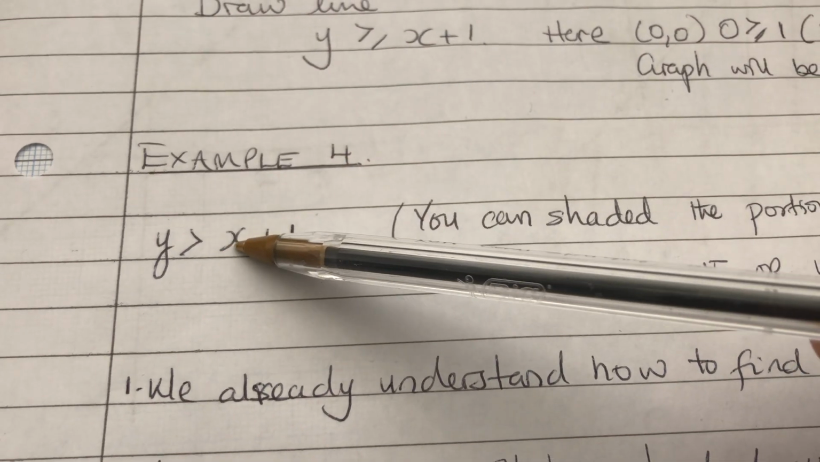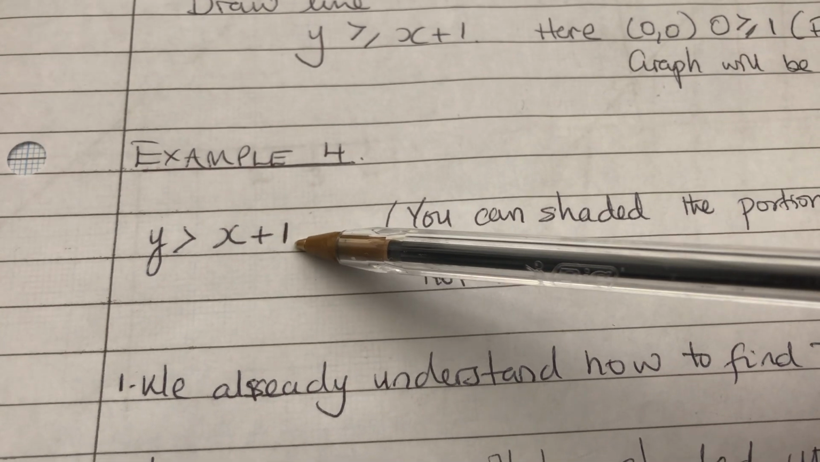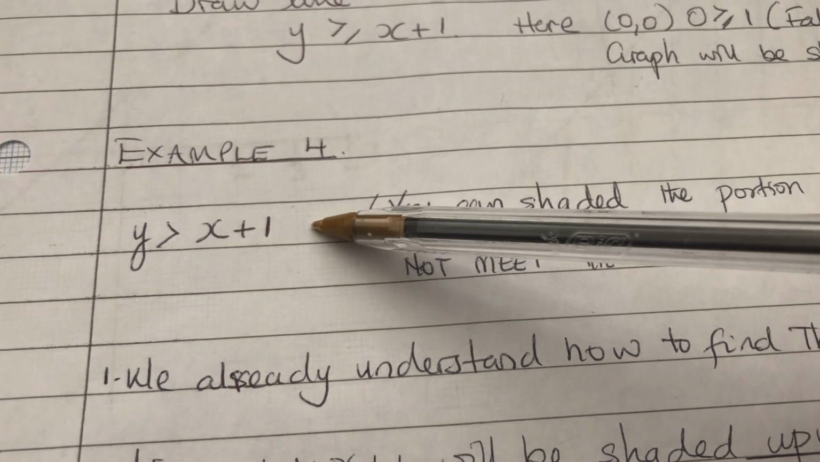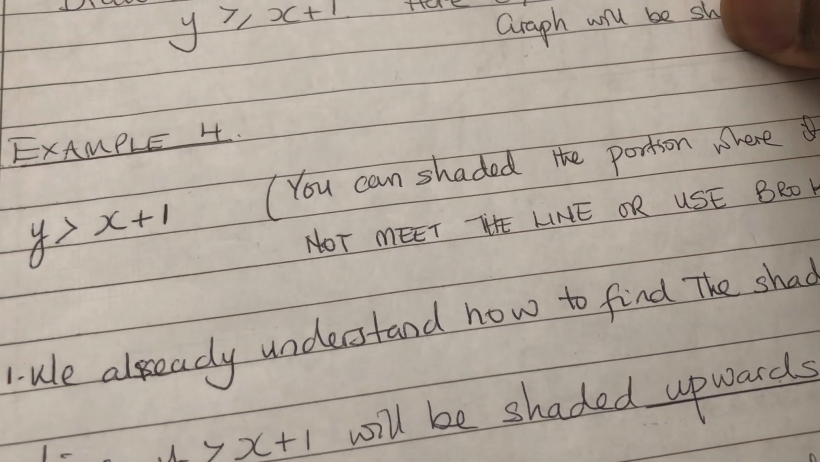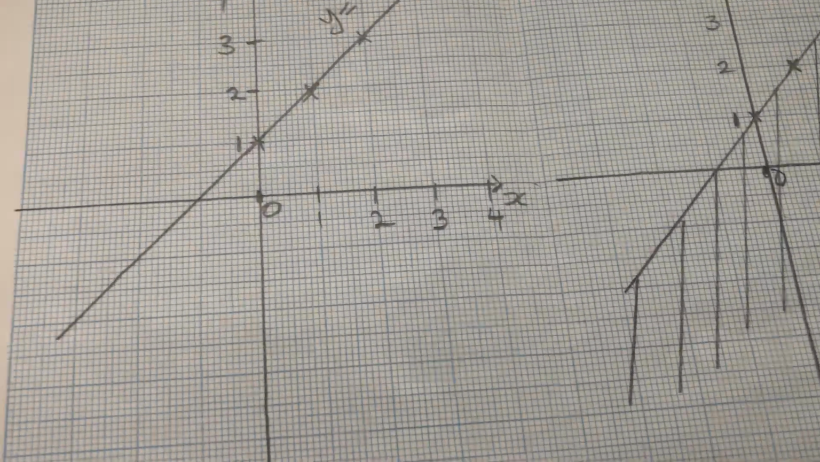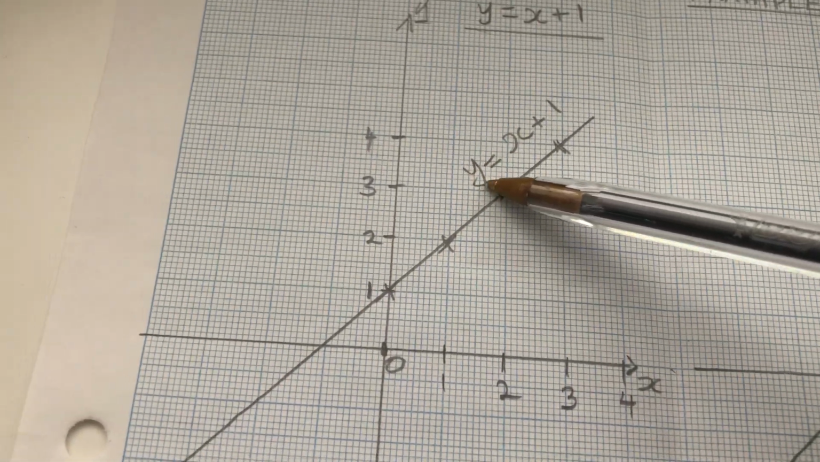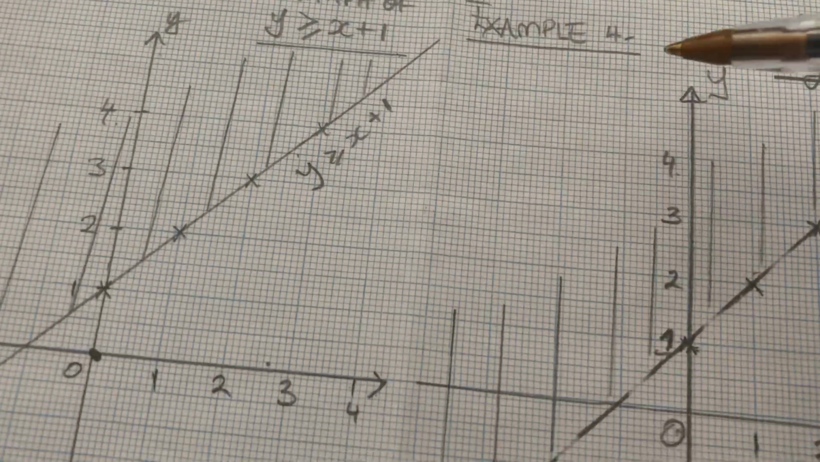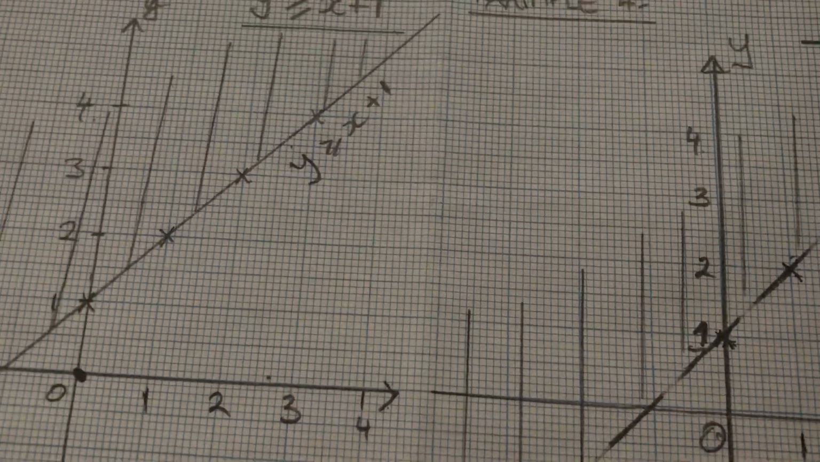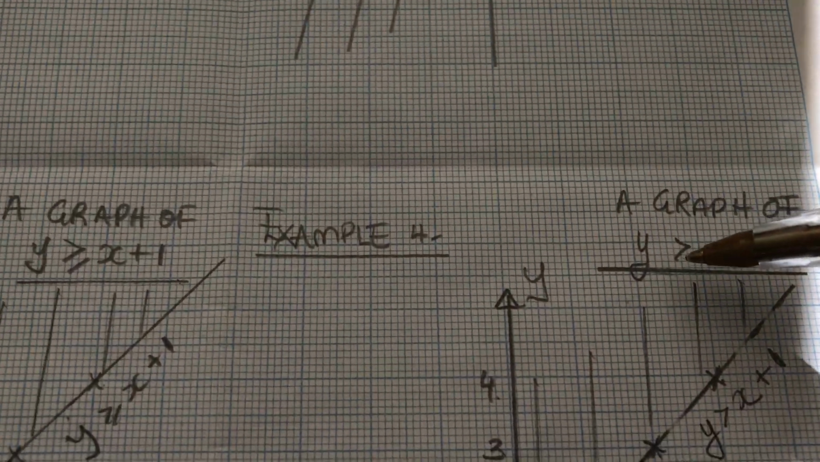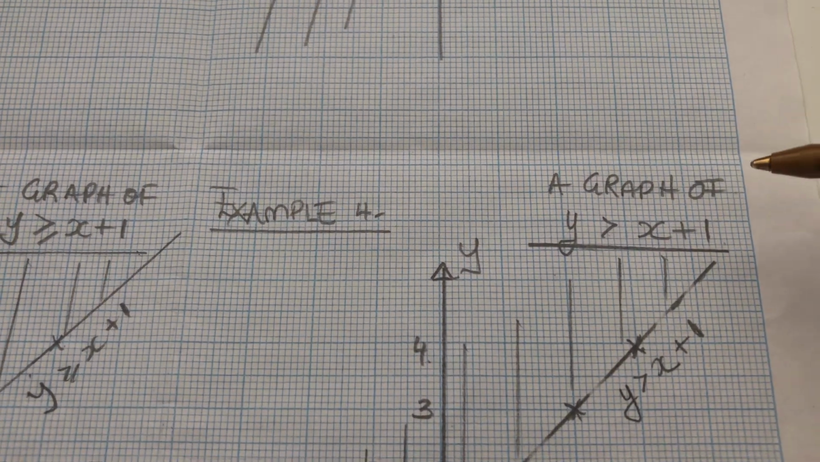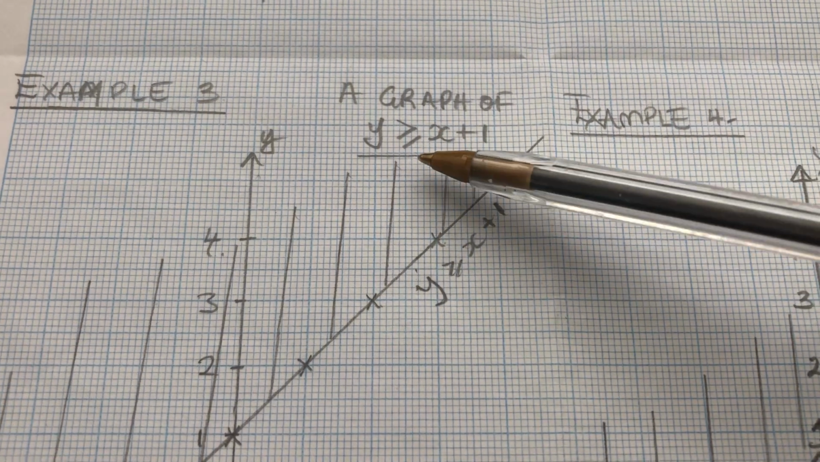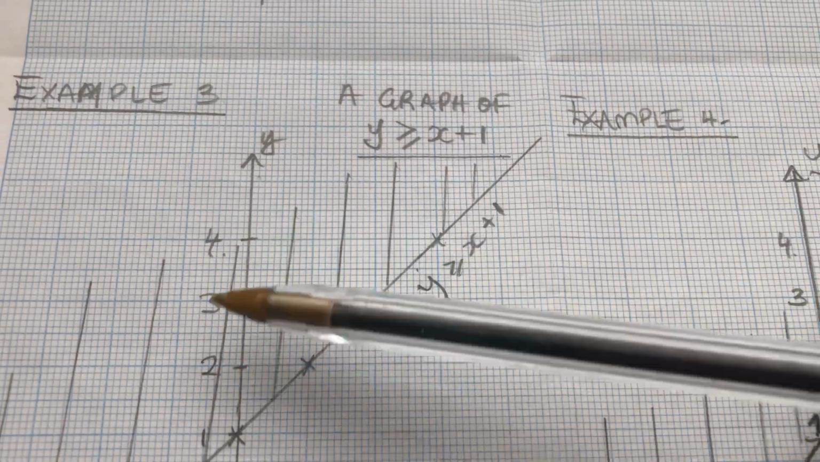Okay, y is greater than x plus 1. So here again we draw the same graph, y equals x plus 1, but we want the graph y is greater than x plus 1. Now, in the previous example, we know that greater than or equal to is above.